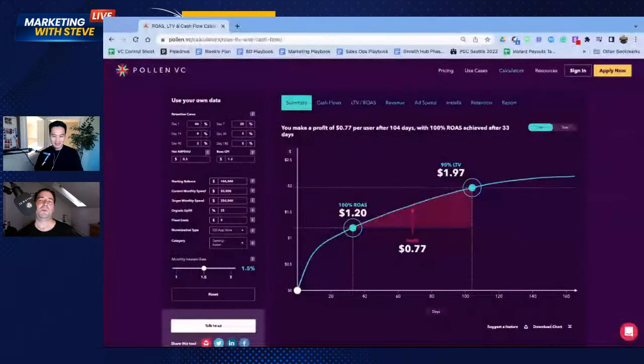This is a tool that we've had and we've been refining over the years, right? And if we go back to first principles about what LTV is, it's obviously this amount of money that you're hoping to extract from users over time.